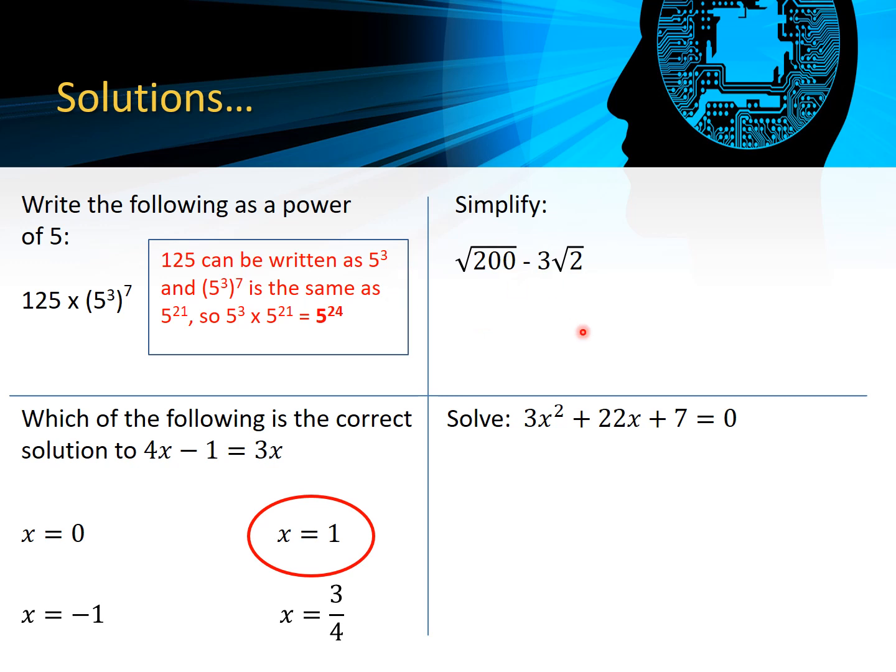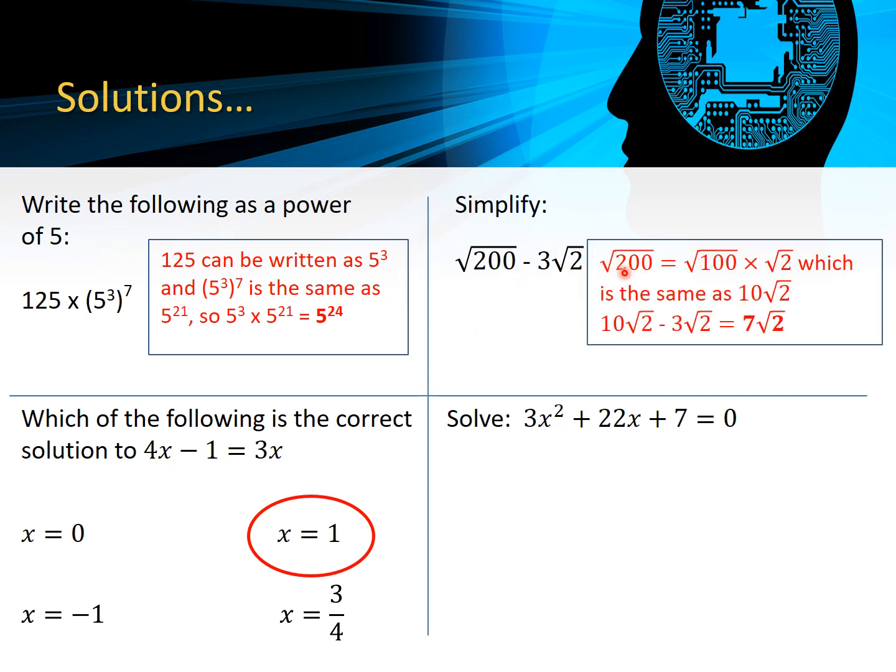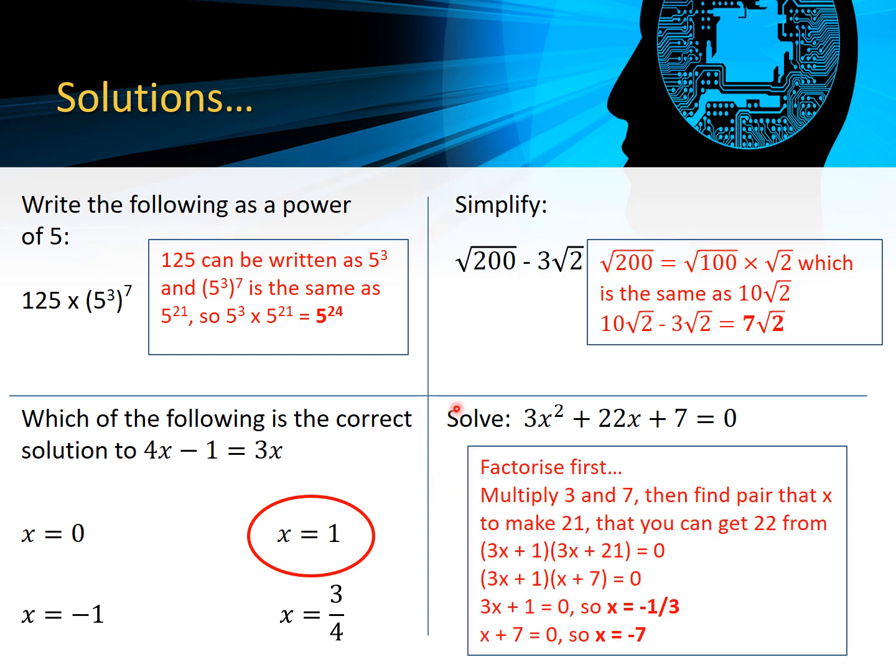Simplifying our surds next, root 200 is the same as root 100 times root 2, which is the same as 10 root 2, and 10 root 2 minus 3 root 2 is 7 root 2. And then finally, solving our quadratic.